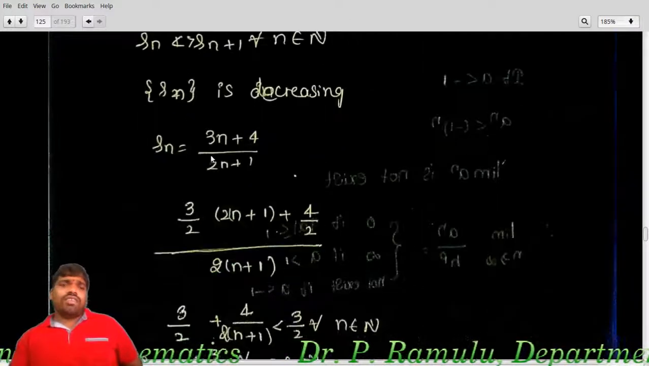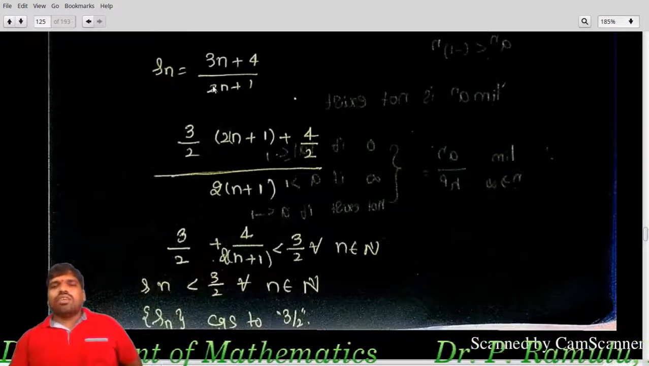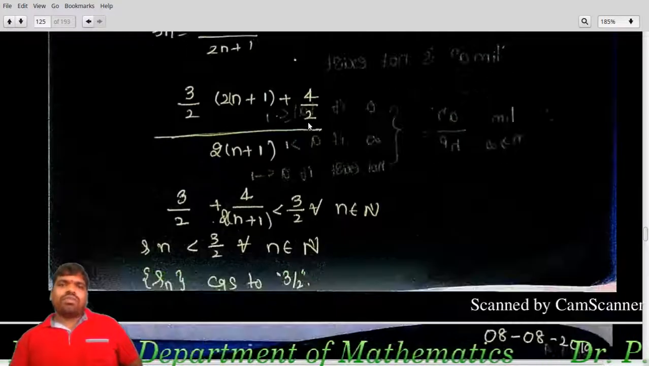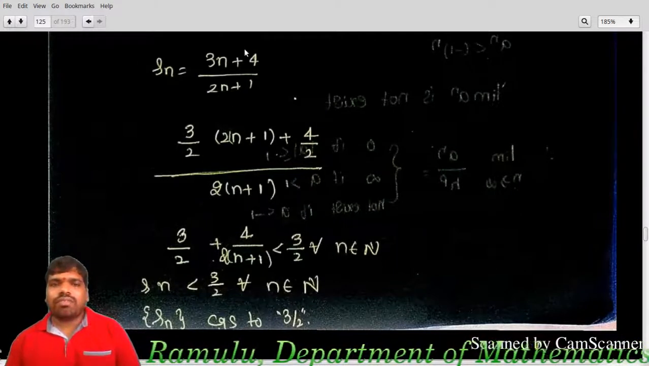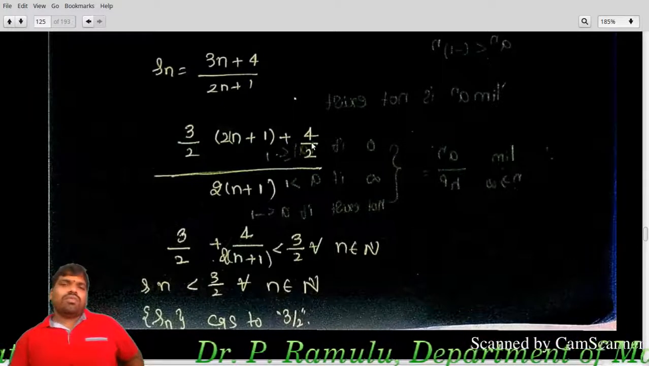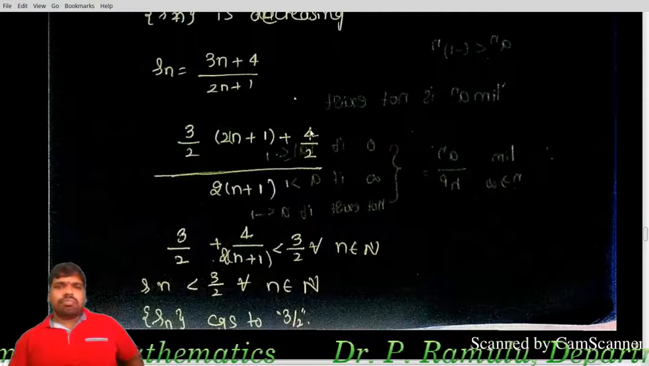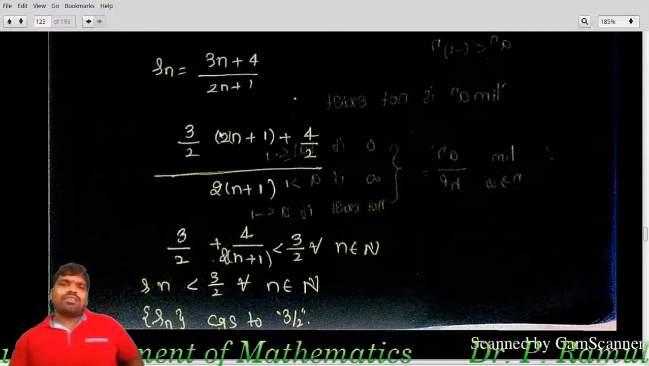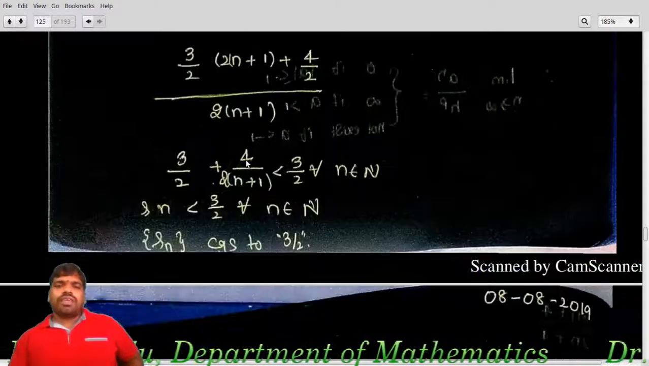Sn is a decreasing sequence, Sn equal to (3n+4)/(2n+1). Hence Sn decreases, that means Sn is monotone. Now I want to show it is bounded below. That's why I am taking here 3 by 2 into 2n plus 1 plus 4 by 2, and simplifying this. So that's why I am writing here 3 plus 2.